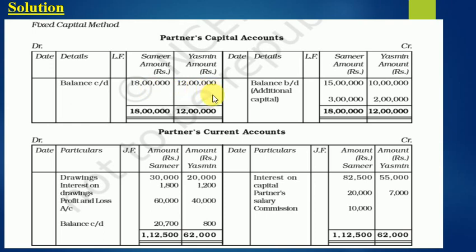Now I will not go into detail. The rest of the appropriations related to interest on capital, partner salary, commission, drawings, interest on drawings and the net divisible loss will be shown in this second account called partners current account, and you will do the balancing. So balancing will be the closing balance of partners current account, which is 20,700 and 800, whereas the closing balance of partners capital account is 18 lakh and 12 lakh. So that is the solution under fixed capital account method.